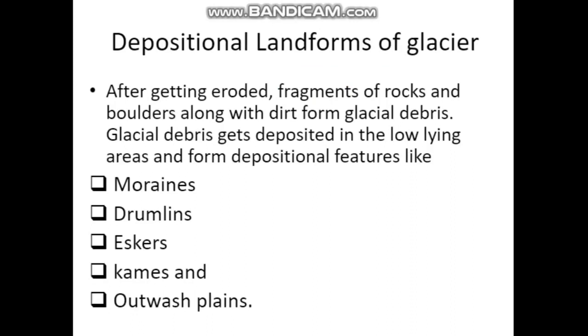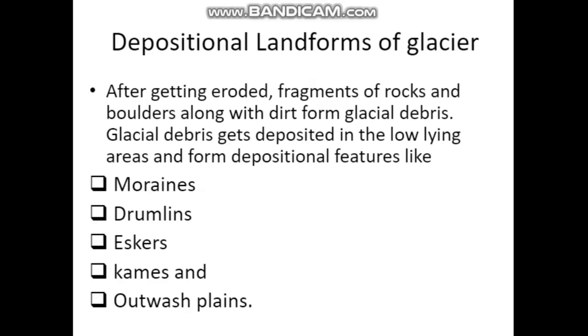Next one is the depositional landforms of glacier. So, till now we have learned about the erosional landforms of glacier. Next one is the depositional landforms of glacier. How the glaciers are deposited. Because of this deposition, how these landforms are created. So, under this depositional landforms of glacier, there are some subheadings. 5 subheadings. What are they? They are the moraines, drumlines, eskers, pumice and outwash plains. About this detail also we are going to learn.